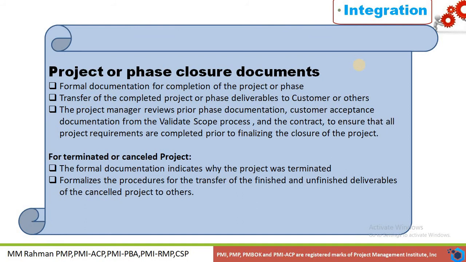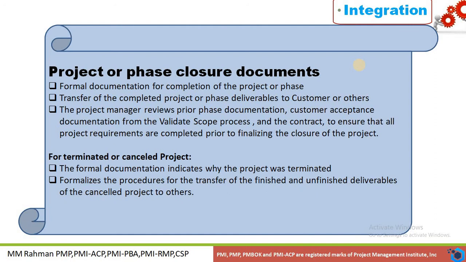Then the project manager reviews the phase documentation, customer acceptance documentation from the validate scope process, and the contract to ensure that all project requirements are completed prior to finalizing the closure of the project. So before closing the project, the project manager has to check all these things.